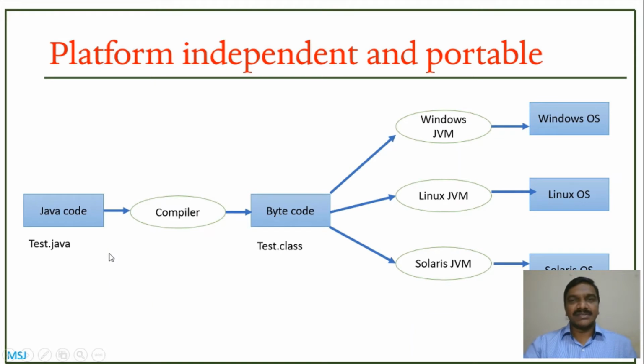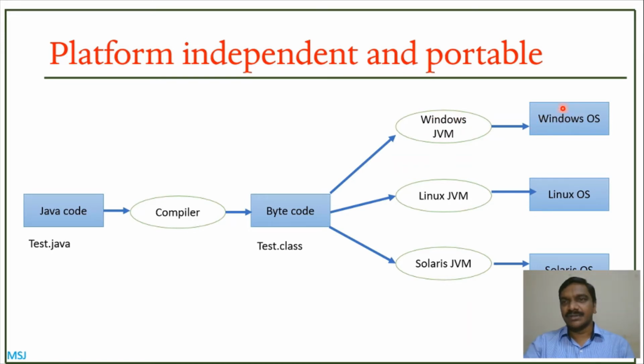Now, this diagram we also saw in the previous classes. Here test.java is our Java file. Then when we give it to the compiler, the test.class file is generated. See, this is what happens: the Java file, then the .class file is generated. And this .class file is given to the Java virtual machine.